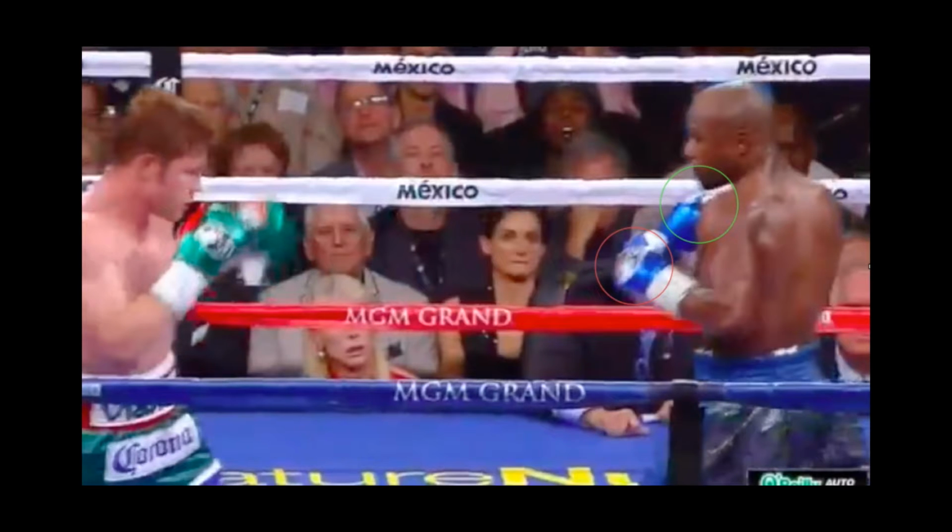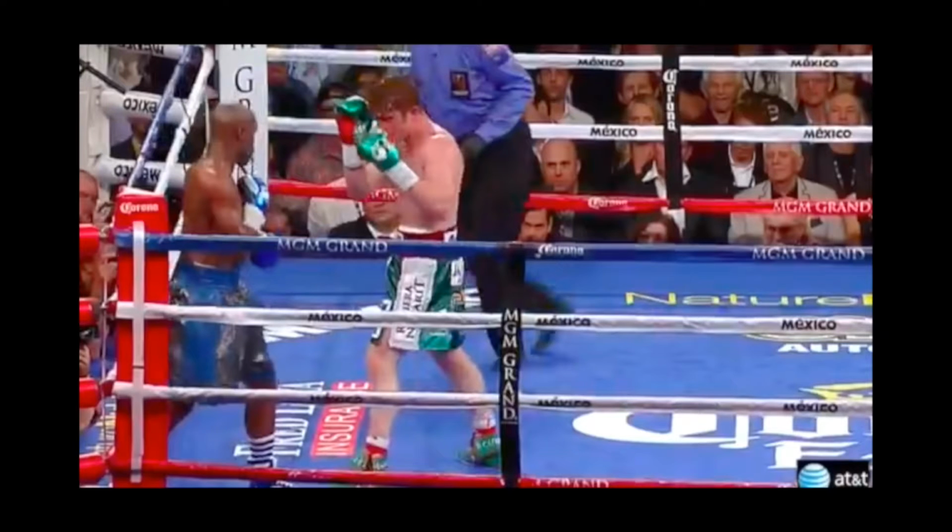We're going to look again now at Floyd's use of the right hand to get another idea of why we're looking at these specific differences here.